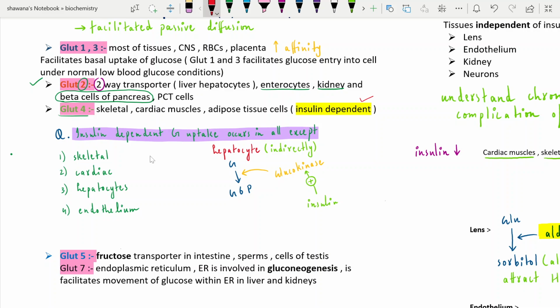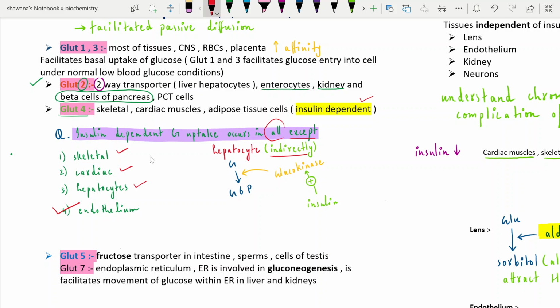So this is an MCQ, a sort of question: insulin dependent glucose uptake occurs in all except, what would you say? Is skeletal muscle insulin dependent? Yes, it is. Are cardiac muscles also insulin dependent? Yes, they are. And hepatocytes, what would you think? Yes, hepatocytes are also insulin dependent, but they are indirectly insulin dependent. But here the correct answer is endothelium.